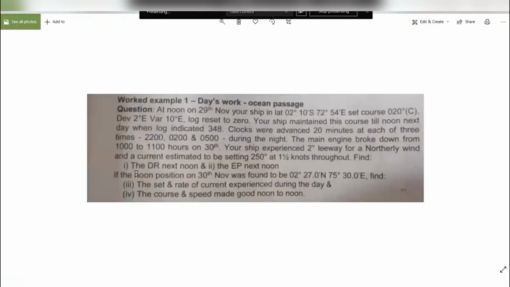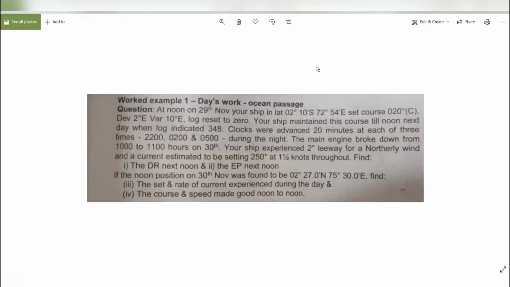Got it. Just give me 1 minute. I'll share it on the screen. Okay, beta, let me share it for everyone to see. This is the question which we are talking about.